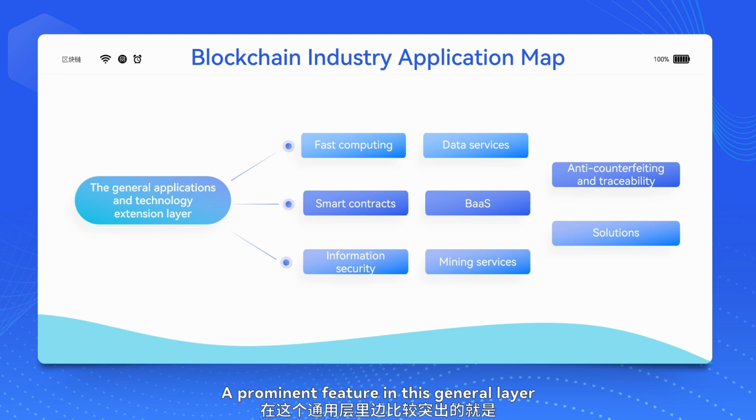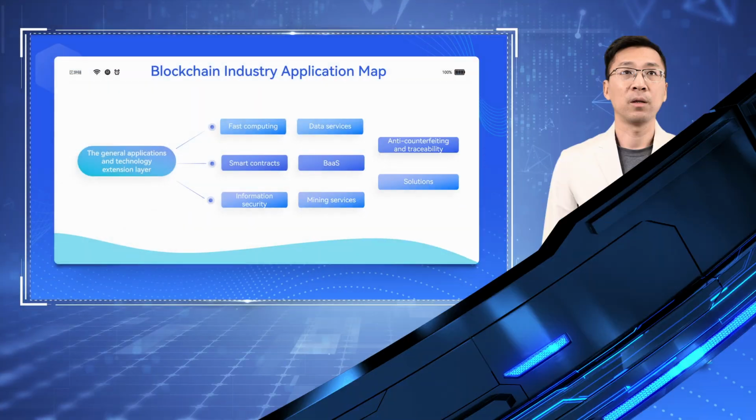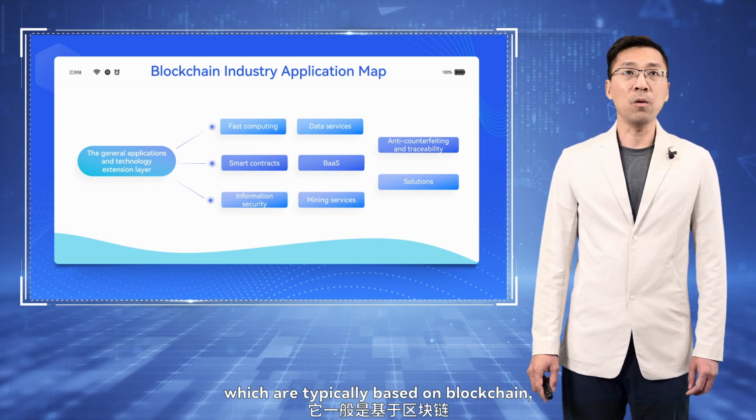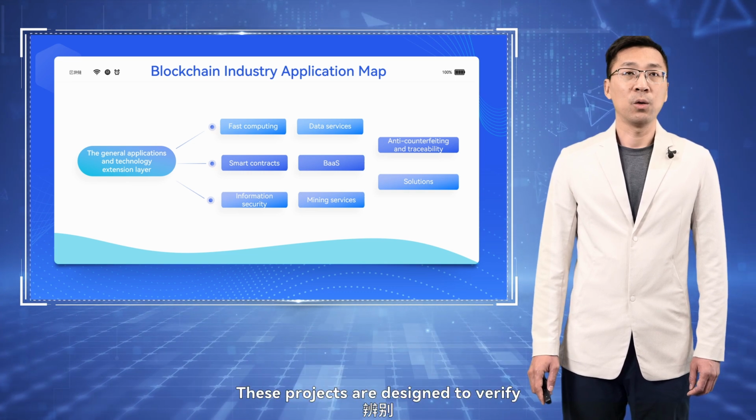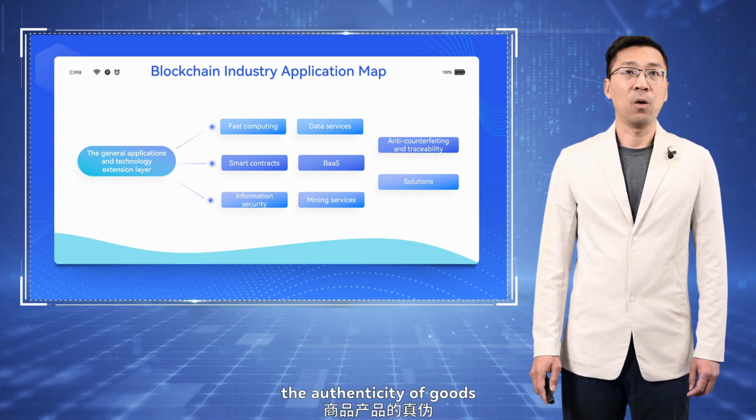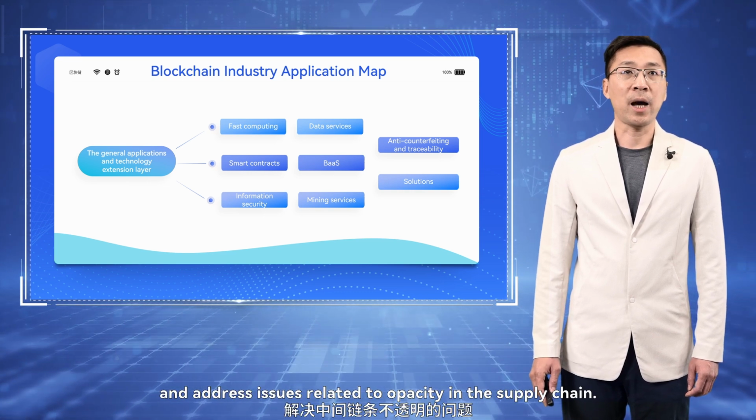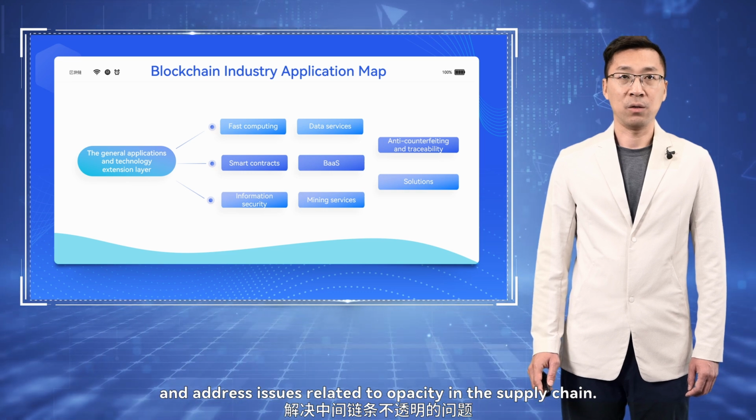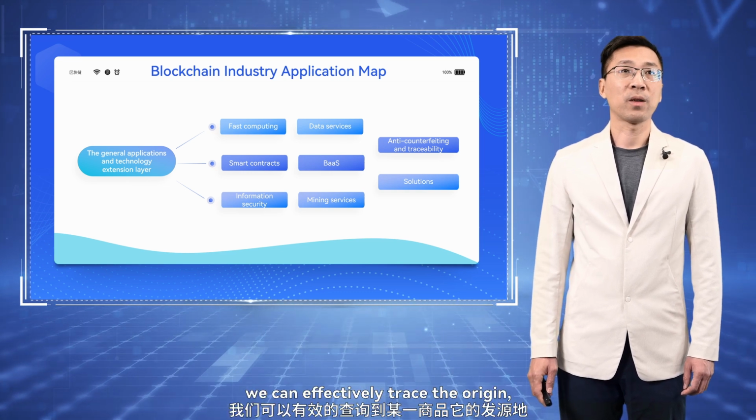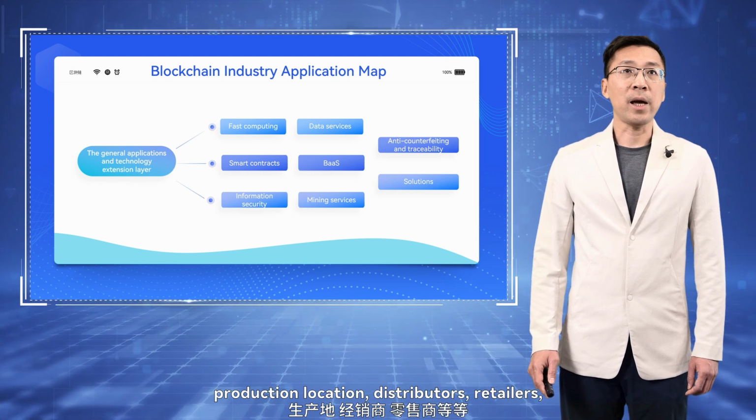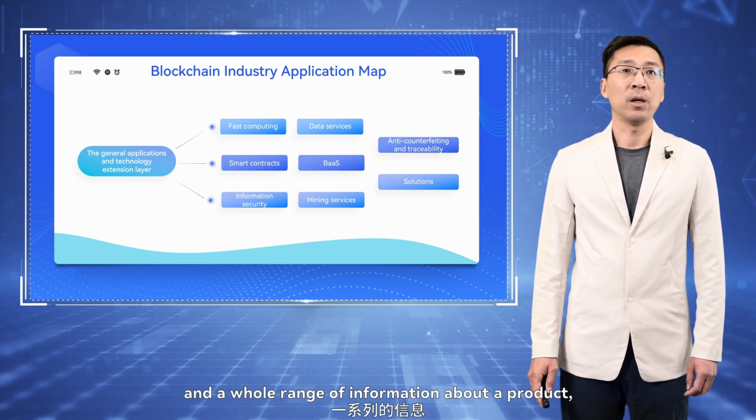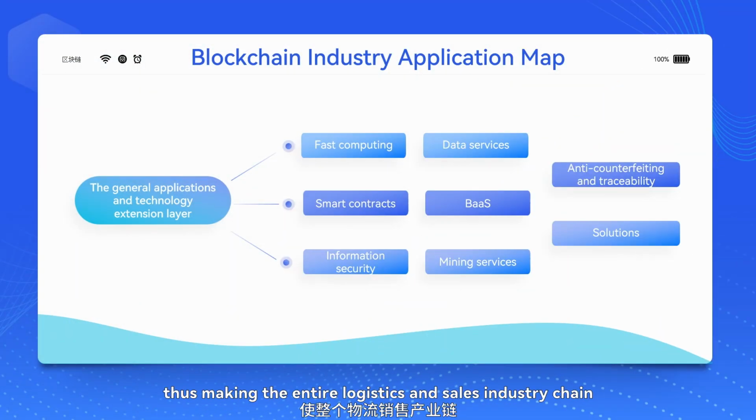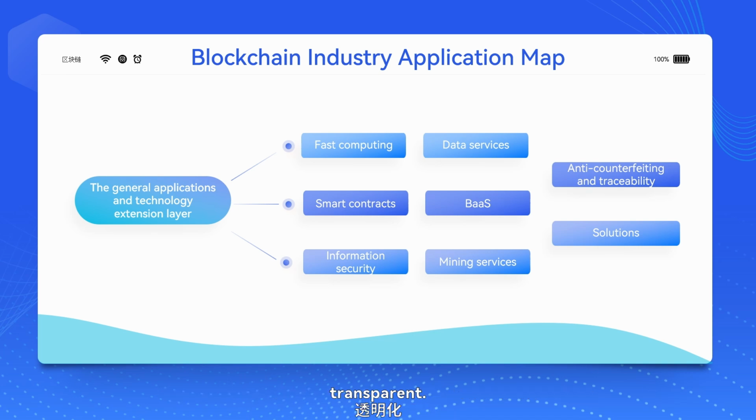A prominent feature in this general layer is the anti-counterfeiting and traceability projects, which are typically based on blockchain, the Internet of Things, IoT, and related technologies. These projects are designed to verify the authenticity of goods and address issues related to opacity in the supply chain. Through blockchain, we can effectively trace the origin, production location, distributors, retailers, and a whole range of information about a product, thus making the entire logistics and sales industry chain transparent.